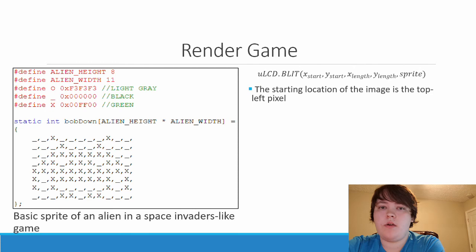During the render game state, we will render in or draw the images according to our code. For example, if we want to draw in this alien as seen on the presentation, this would occur during the render game state, and we would draw using ulc.blit with the positions. When we're drawing, we always must specify the top left pixel as the pixel we're drawing at. So the X start and the Y start would be the top left pixel of the sprite.